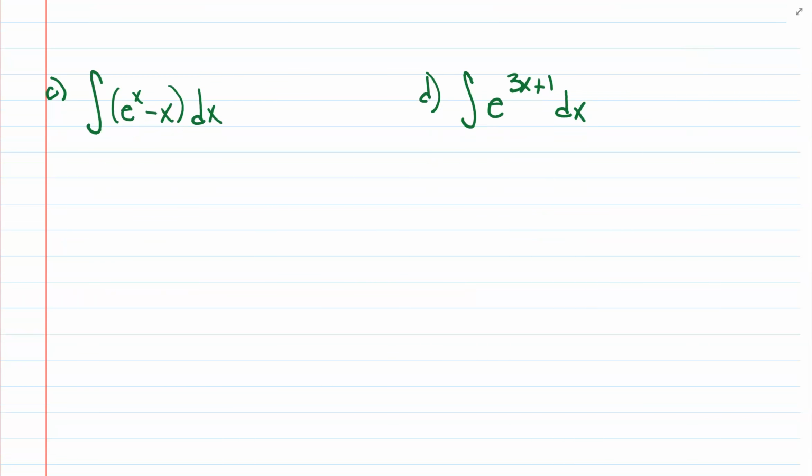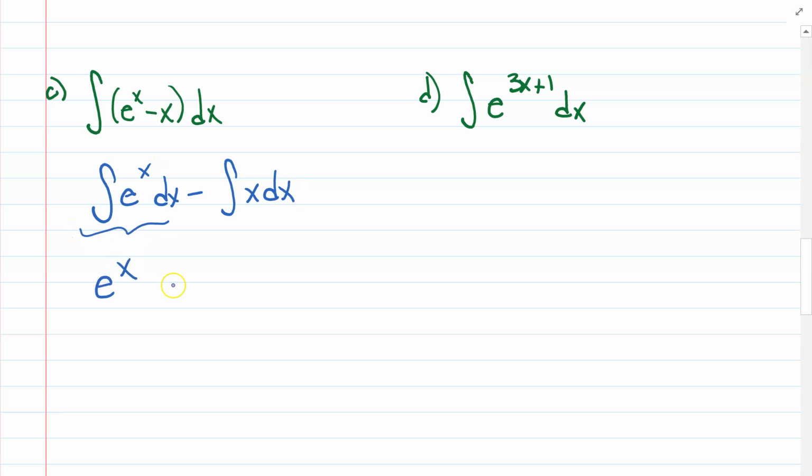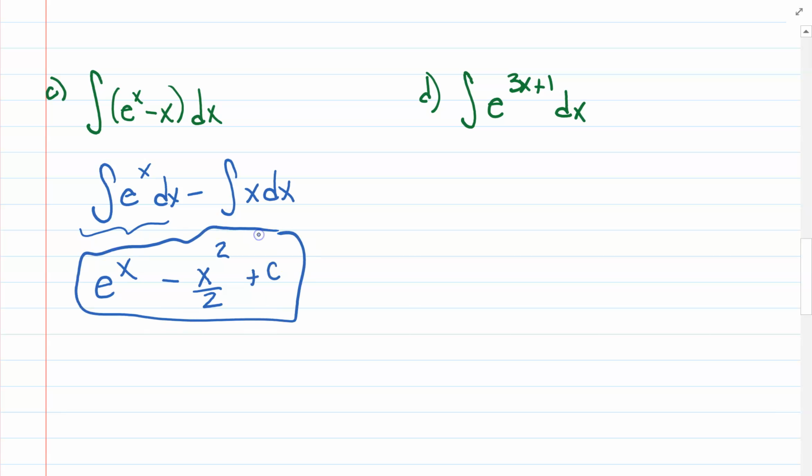Okay, let's try C. The integral of e to the x minus x dx. Don't forget that you can break up your integrals of subtraction as the integral of e to the x dx minus the integral of x dx. Well, this one we know is just going to be e to the x. And then this is a regular old integral of x squared over 2, and then plus c. So collectively, that's my integral for that one.